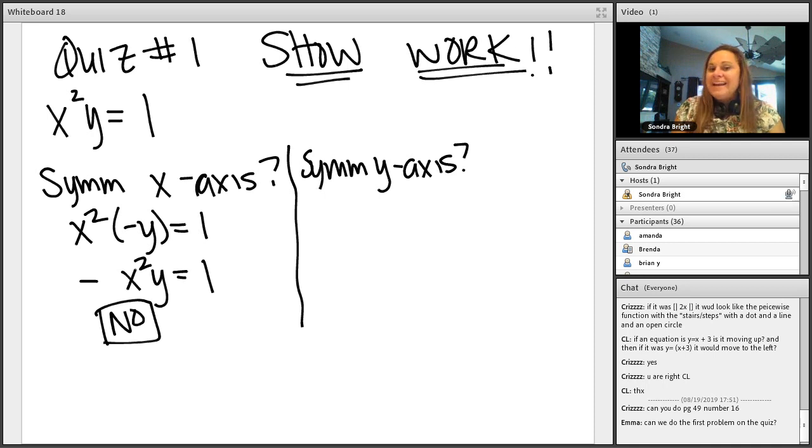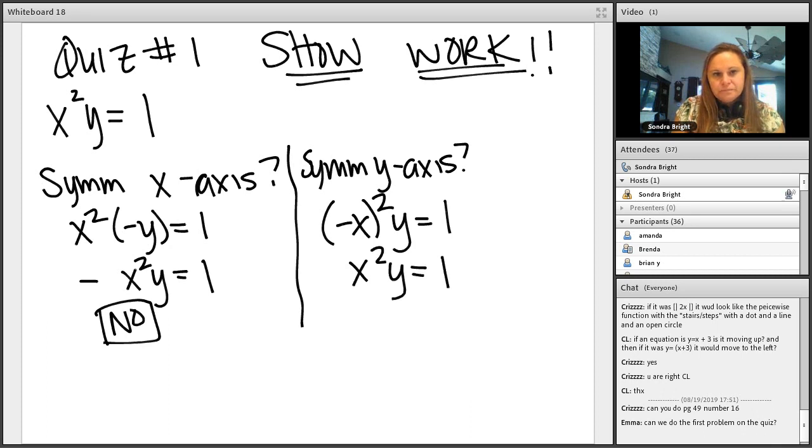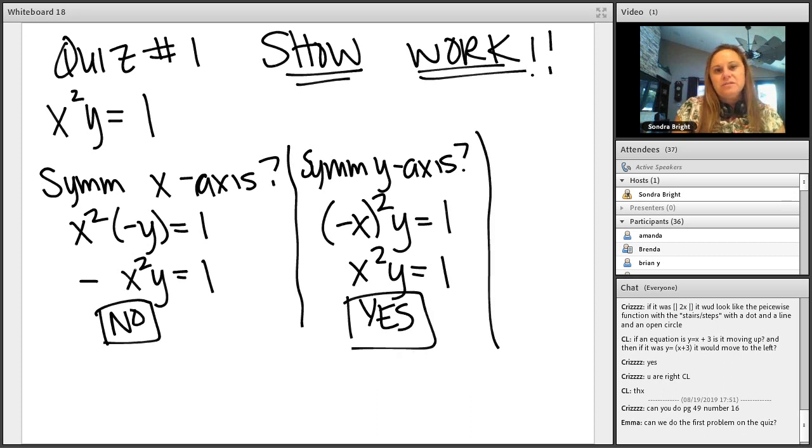And for that, you're going to plug in a negative x into x. Whenever you plug in something into a variable, you put parentheses around it. So now I've got a negative x quantity squared times y equals 1. And a negative x quantity squared is a positive x squared. And that is a big ol' yes, because that is equivalent to the original equation.